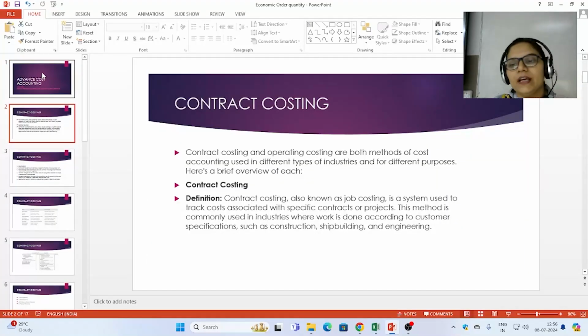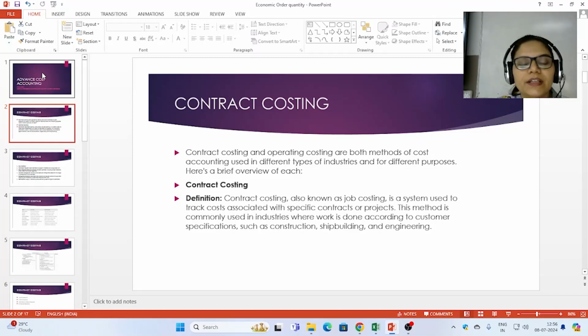Contract costing and operating costing are both methods of cost accounting used in different types of industries and for different purposes. Here is a view of each. First of all, we will discuss contract costing. Contract costing, also known as job costing, is a system used to track costs associated with specific contracts or projects.